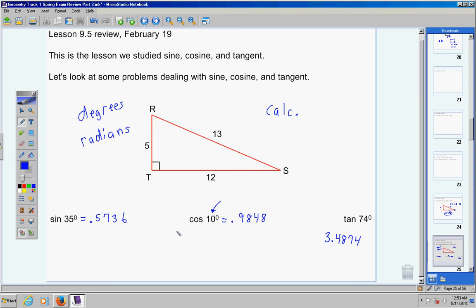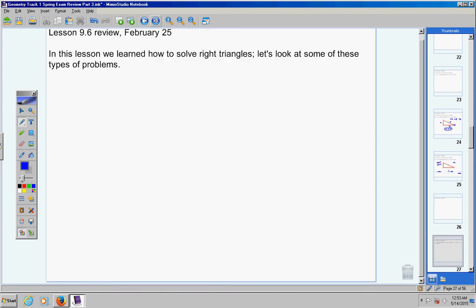Okay, so understand this type of math and be able to do some different problems dealing with sine, cosine, and tangent. Okay, and I've run my stopwatch here while I've been teaching. It's just about 45 minutes. So we're going to stop there. We'll pick up tomorrow with lesson 9.6, which is solving right triangles, and then continue on from there.